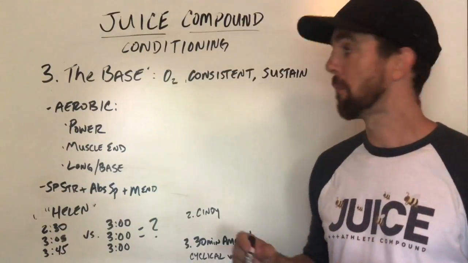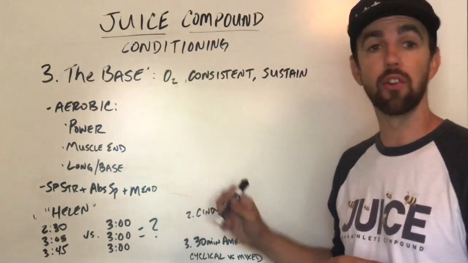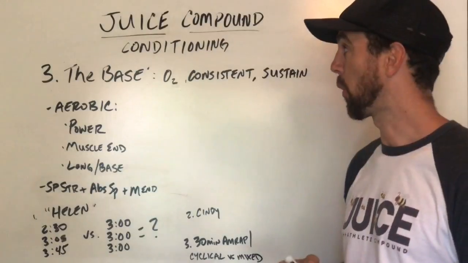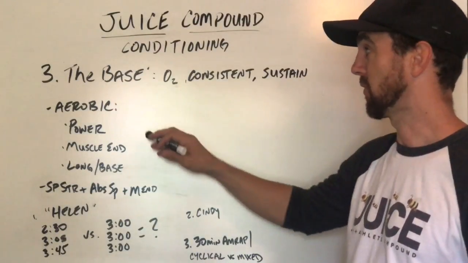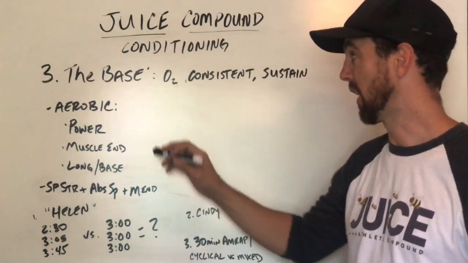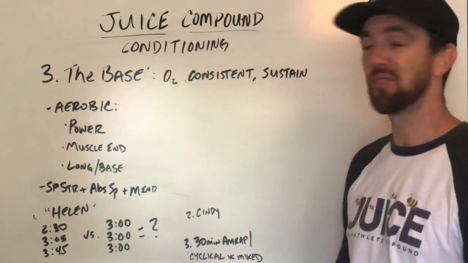Hey guys, I want to go over our final part of the 3 phases of conditioning and energy system training that we do for your facility programming. This is called the base. This is our aerobic conditioning. It consists of oxygen, O2 baby.